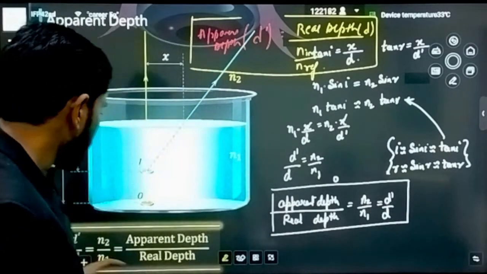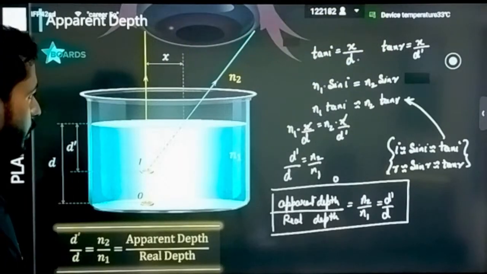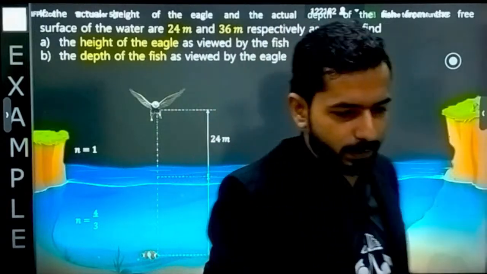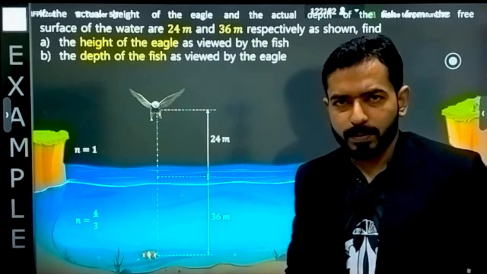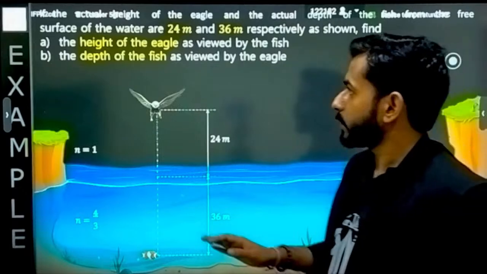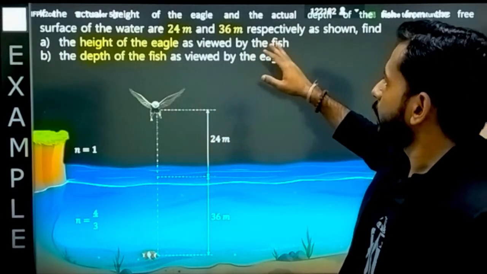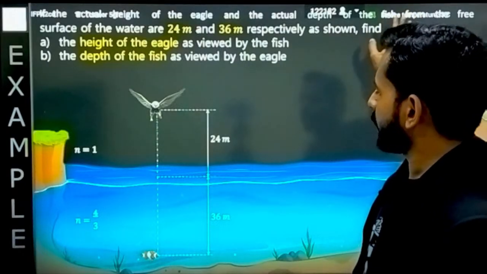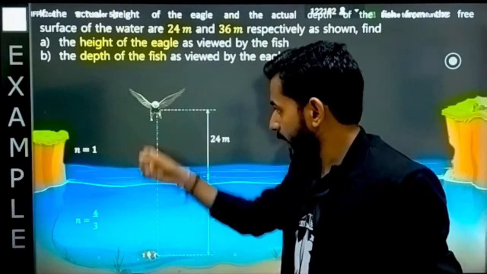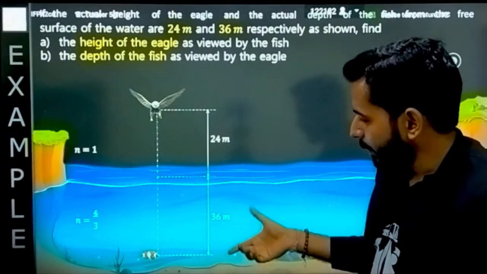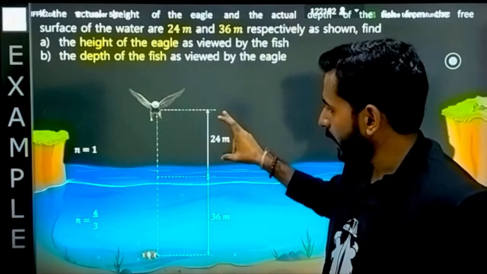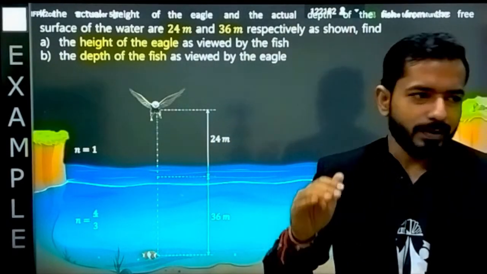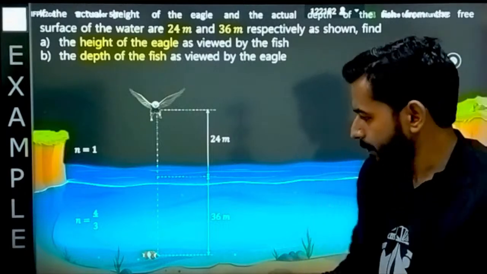Correct? Let's apply the formulas on some problem. Here is a very beautiful question. See how fun this question is going to be, and all the concepts will be clear here only. See, what is the question? The height of an eagle and the actual depth of a fish from the free surface of the water are given. Here the fish is there, and here an eagle is there. The depth of the fish is 36 meter and the height of the eagle is 24 meter from the surface. This is the reflecting surface, because obviously water will be acting as a reflecting surface.